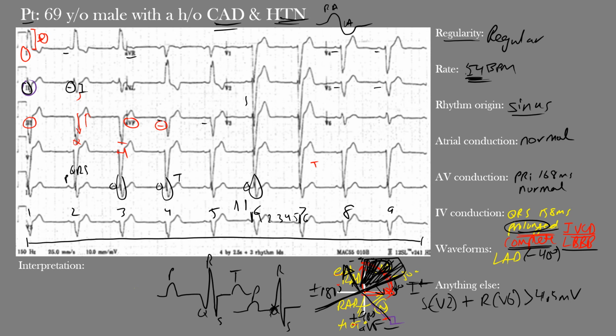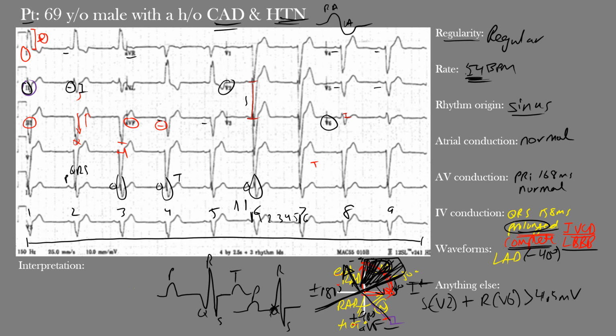So different criteria here because of that left bundle branch block present. So again, let's look at this. If you look at V2 and V6, we're looking at the S wave, from this point to the bottom of it, and then we're looking at the R wave in V6.